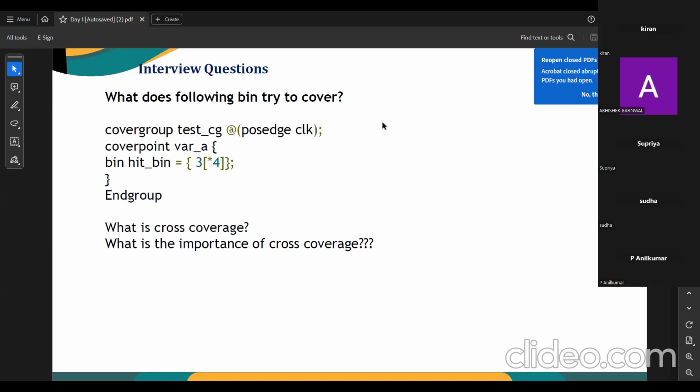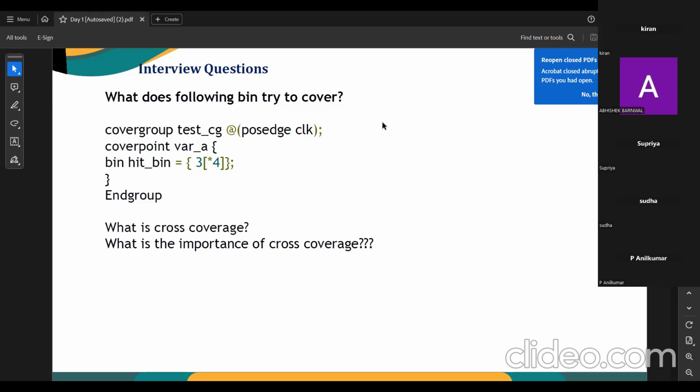You can do the cross of two different cover groups? We have discussed that the cross can happen only for two different cover points. It cannot happen for two different cover groups. A cover point in one cover group cannot be crossed with a cover point in the other cover group, because each cover group will have its own sampling time. So there will be a mismatch. There could be a data loss from one cover group to the other cover group.